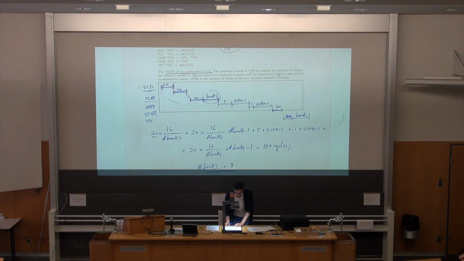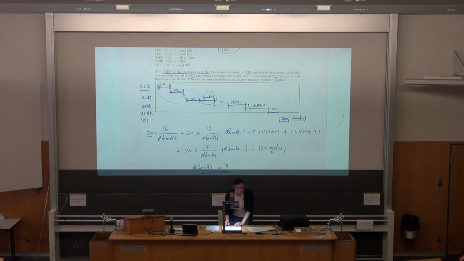Yes? Could you not also, from the text, interpret that VR0 and VR1 are consecutive, so you could say 20 times 32 over number of banks plus banks minus 1? I don't understand the question. Can you repeat? In the text it says VR0 and VR1 are consecutive. Yes, they are consecutive. So you could say that it's 20 times 32 over number of banks plus banks minus 1. Is 20 times 32, yeah, I guess so.